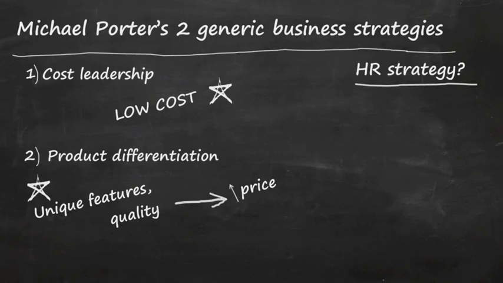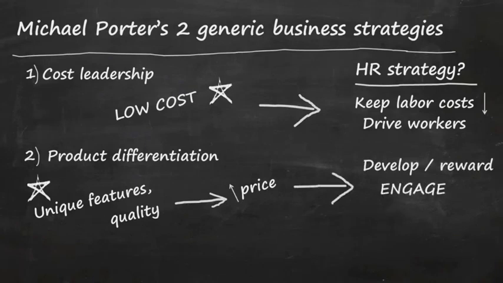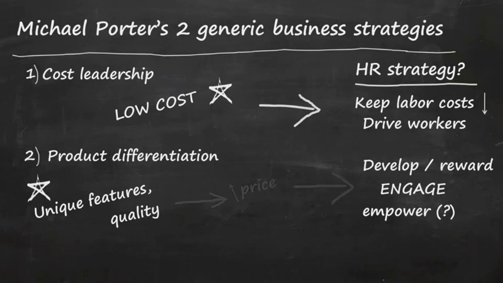Well, in a cost leadership strategy, you would naturally expect that HR strategy is also going to emphasize labor costs, keep labor costs low, and really drive workers in an aggressive way. How about in a product differentiation strategy? Well, this we would expect to result in a different type of HR strategy, more that revolves around developing and rewarding employees, engaging employees, maybe even in some organizations, empowering employees. Now, just as a reminder, when HR is being strategic, it's these types of things that are being done by managers, not just by HR.